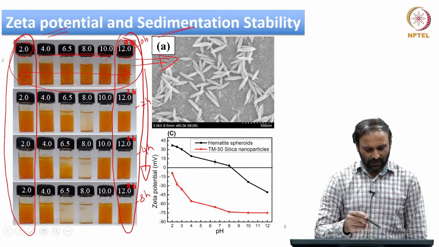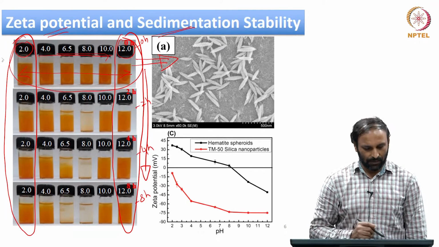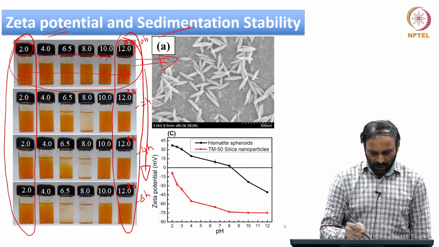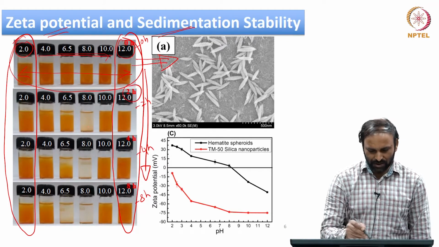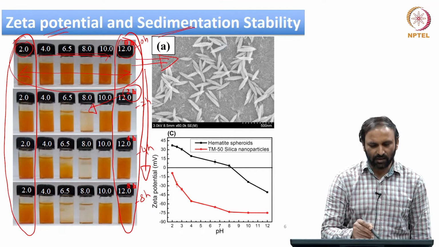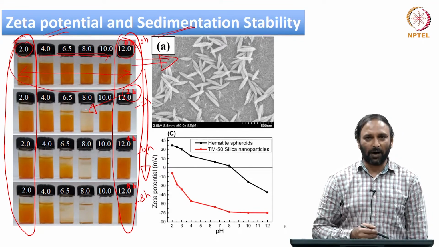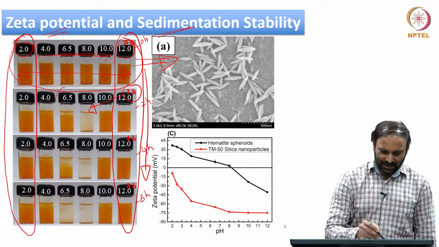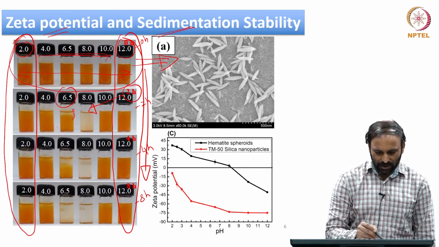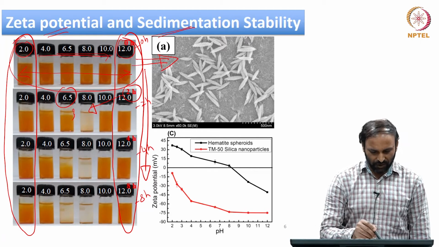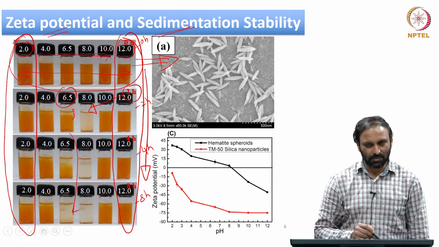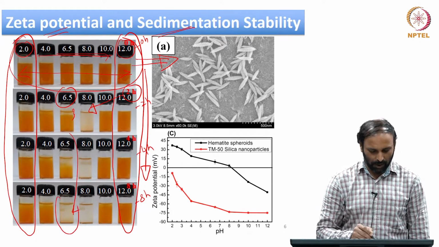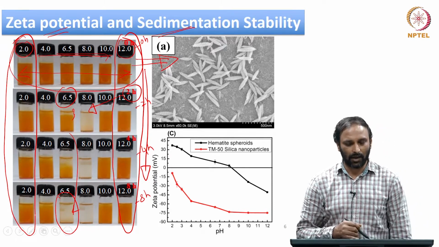Okay. However, if I look at intermediate pH values, you see that at the end of about 2 hours at pH 8, there is already a settling of particles, and if you look at pH 6.5, there is some settling that occurs at about 2 hours. However, if you wait for long enough time, that is about 8 hours, you see that all the particles are essentially sedimented at the bottom.